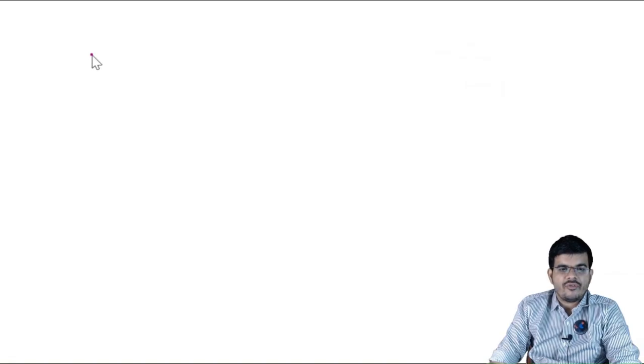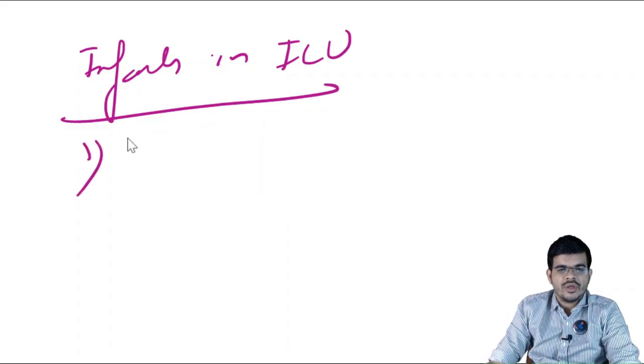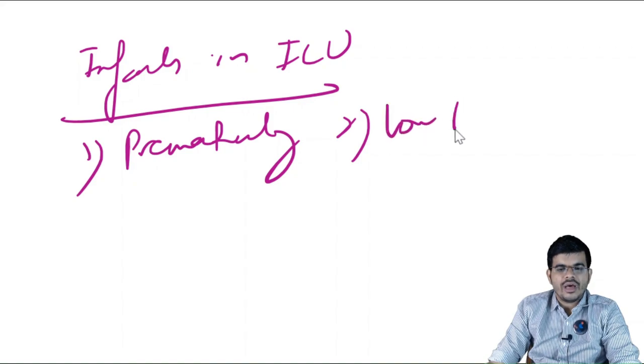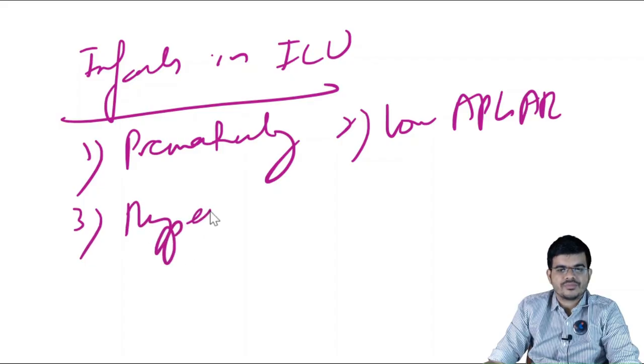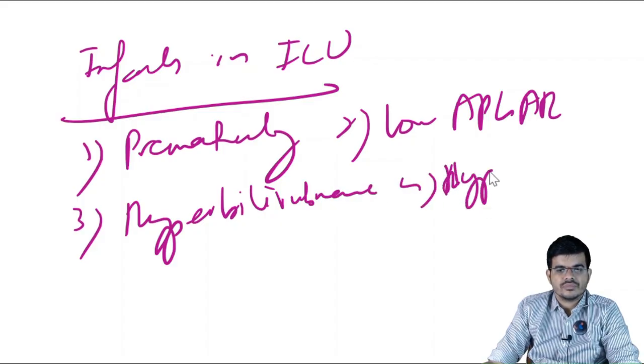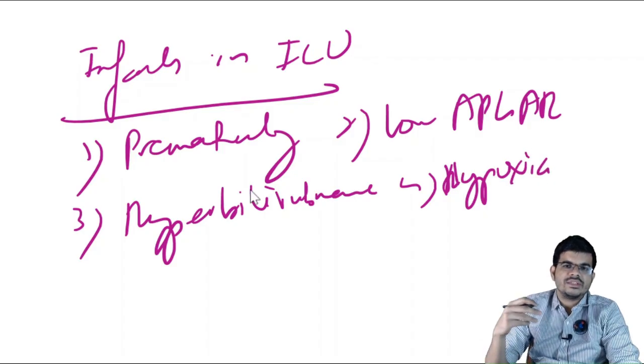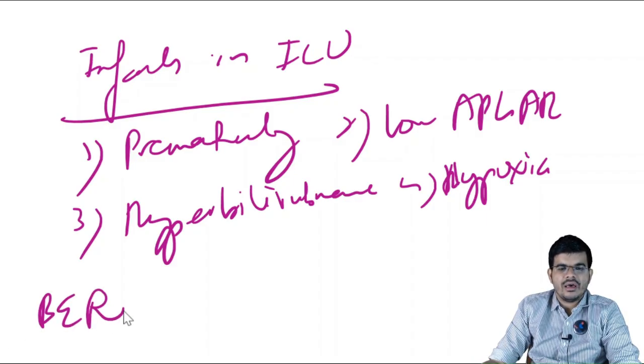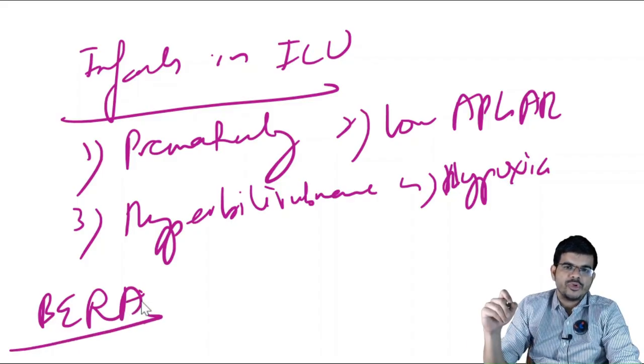that is infants in ICU, like those who are born with prematurity, who have low Apgar score, hyperbilirubinemia, hypoxia, all these infants will require a BERA, because they are high risk for SNHL. And what is this BERA? It is brainstem evoked response audiometry.